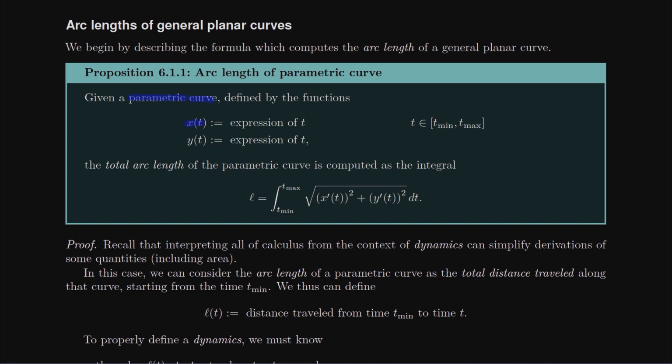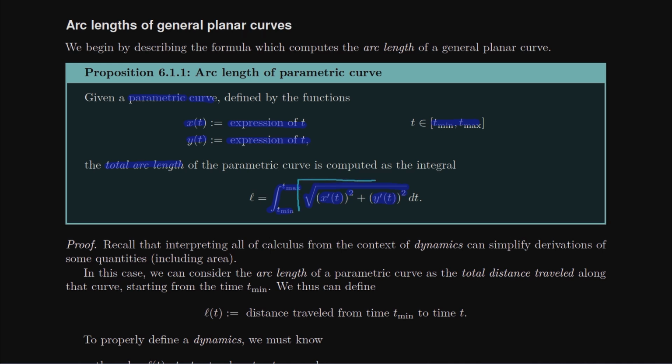And so if you have a parametric curve, which is x as a function of t and y as a function of t, you can calculate that the total arc length over this interval t min to t max is going to be the definite integral, starting at t min, ending at t max. It gets a little tricky. You have a square root of the derivative of x squared plus the derivative of y squared.